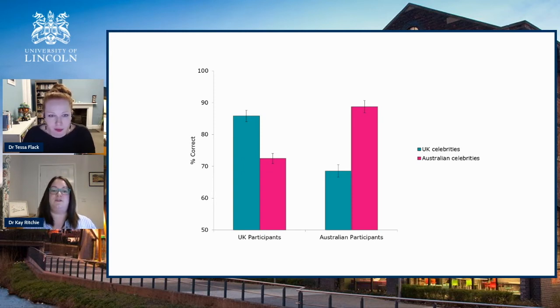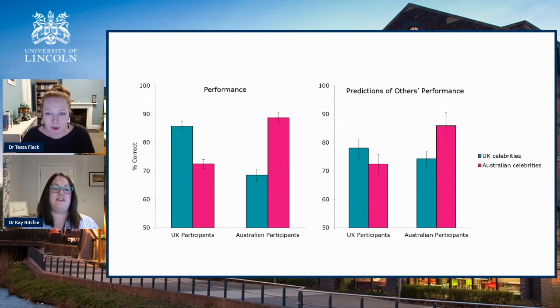But the other thing we did in this experiment was, on every trial, as well as asking, okay, here's two photos, same person or two different people, we also asked people, what percentage of other people do you think would get this right? And the results from that were really interesting. On the left, there's just the graph you just saw of the performance. And on the right, this is their prediction of other people's performance. So what you can see is that, broadly speaking, people are showing the same pattern of results. The UK participants are guessing that other people would just do better with the UK celebrities' faces. And the Australian participants are guessing that other people would do better with the Australian celebrities' faces.